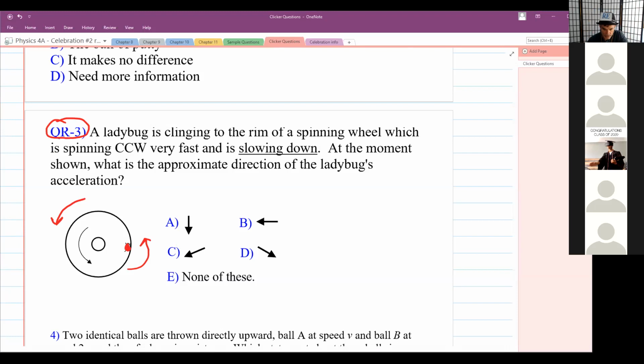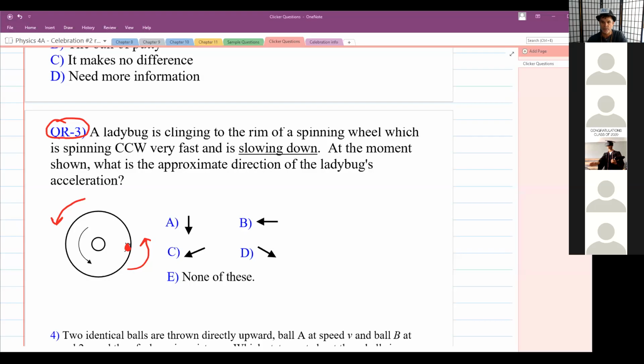And let's try this. Won't let me do this meeting control. All right, let me stop the share for 1 second. Try doing a poll, launch poll, share screen. Okay, so the question is, for this particular clicker question, what do you think? What is the direction at the moment shown of the ladybug's total acceleration?